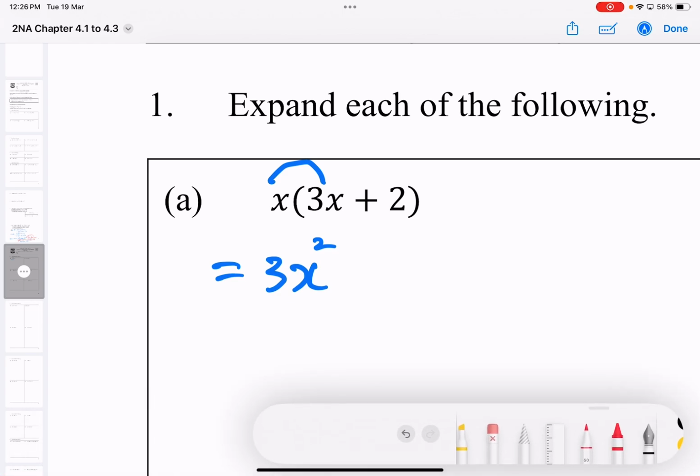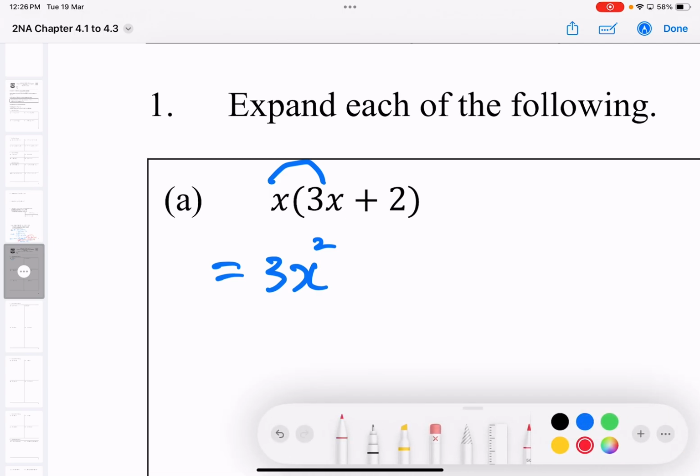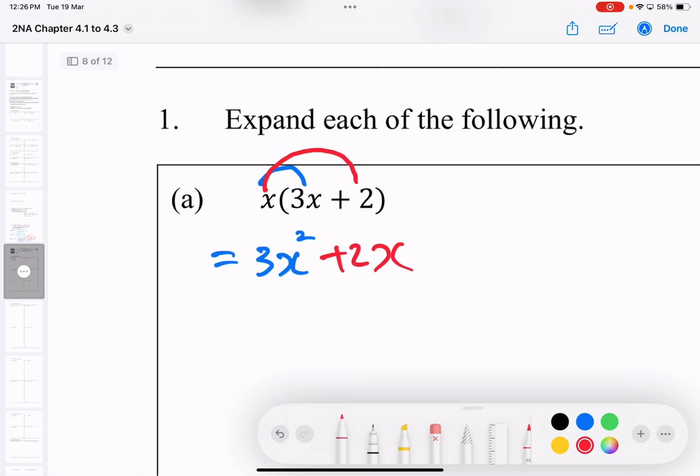Next, I move on. What is the next one? X times 2 gives me 2x. That's all. This is how I expand this thing over here. Not too difficult. It's not meant to be too difficult.